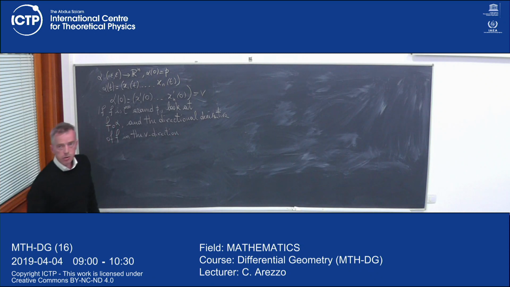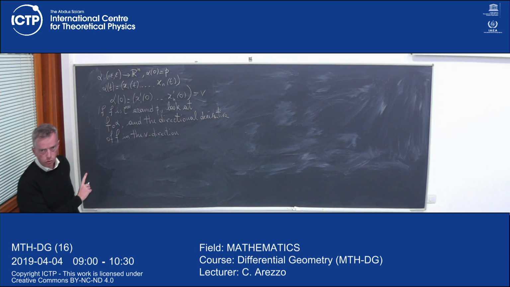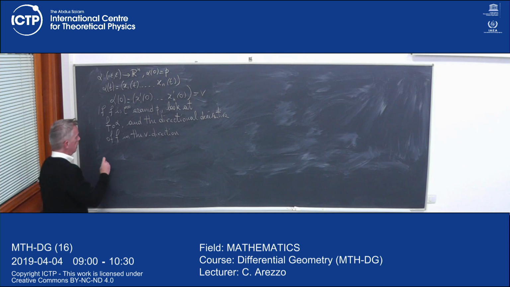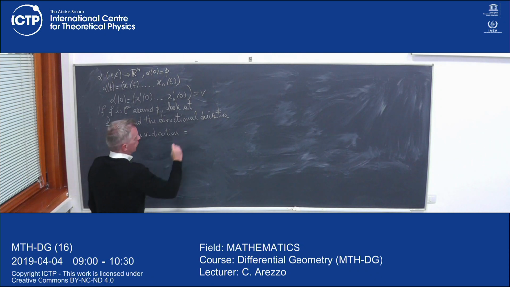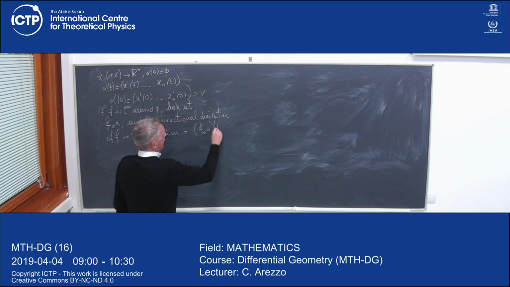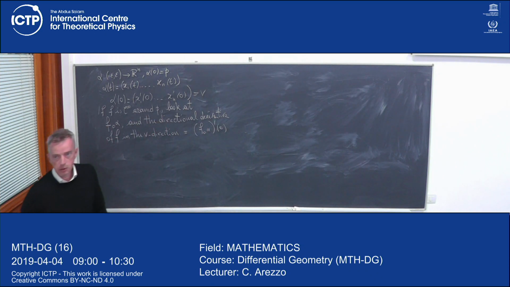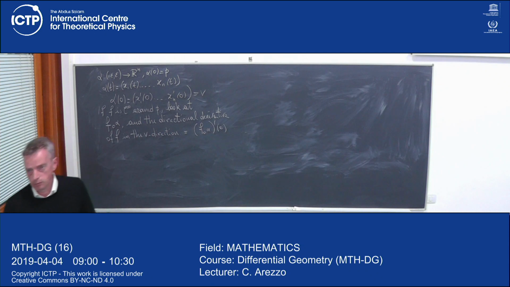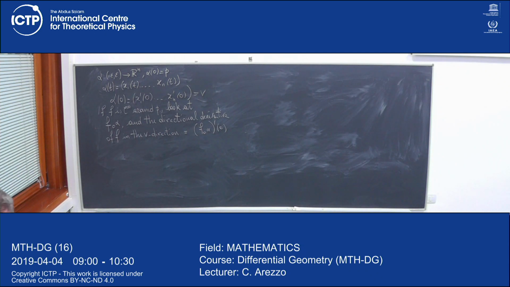Okay. Now, since we are in Rn, I know what to do. In fact, this is equal to what? It is actually (f composed alpha)'(0), the derivative at time 0 of the function restricted to the curve. This is by definition the directional derivative in the direction of v, okay, at the point P.